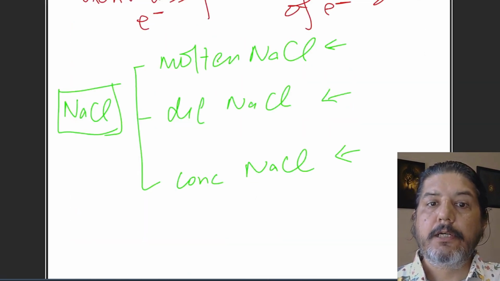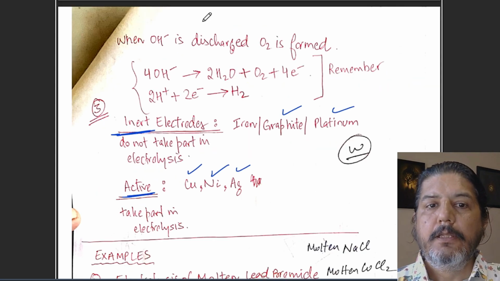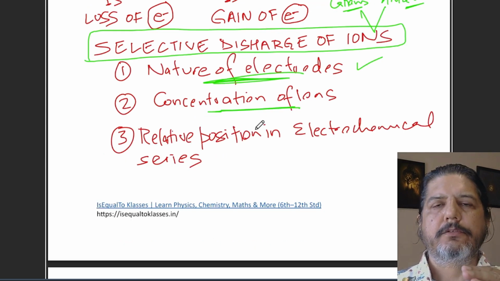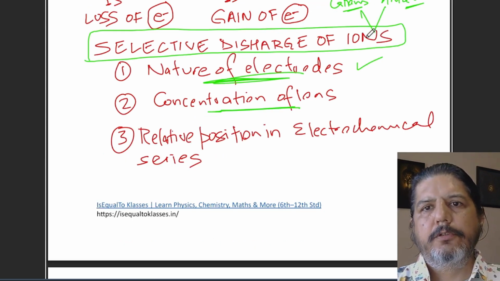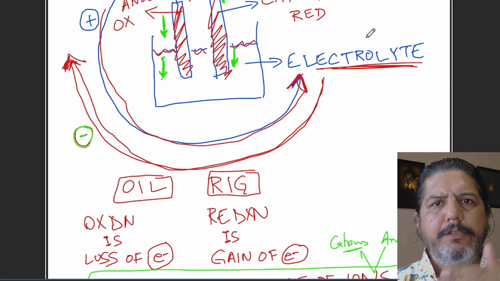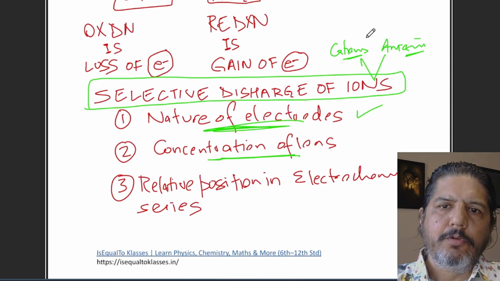So the second condition that you will have to see whenever you are doing a question is the concentration of the ions, what kind of electrolyte is there. We'll see the examples. You will understand. But here I'm just giving you a brief before I start the main lecture.